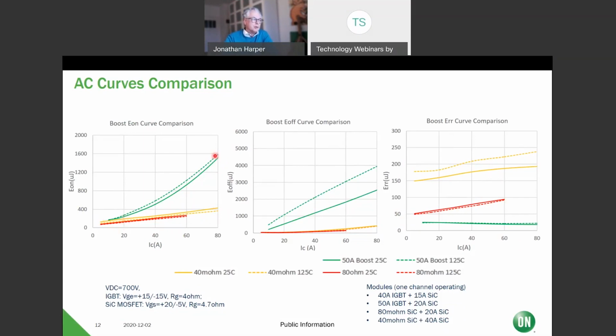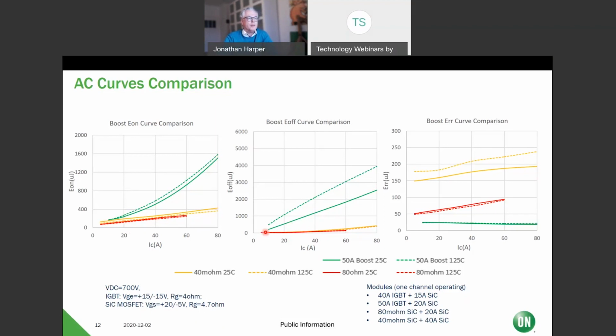This is when you're switching with their counterpart. So this is when it's with the 15. This is with a 20 amp SiC diode. This is again with the 20 amp and the 40 amp SiC diodes here. So the EON losses are much lower because of the SiC MOSFET, lower intrinsic switching-on losses.